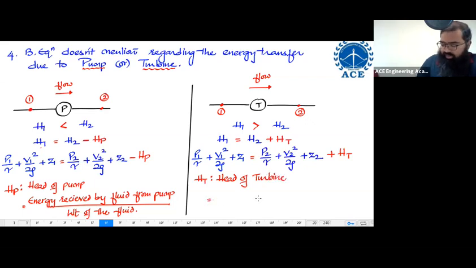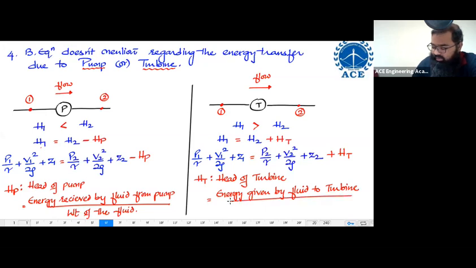Now what is the meaning of head of turbine? It is energy. Previously fluid was receiving energy. Now you think logically, what is fluid going to do? It is going to give energy. To whom is fluid giving energy? To turbine. Energy given by the fluid to turbine per unit weight of the fluid. This is the concept of the fourth slide over here. I hope this is clear to all of you.